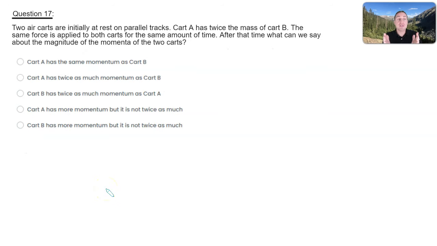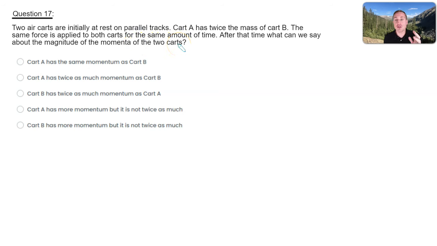So now question 17. Two air carts are initially at rest on parallel tracks. Cart A has twice the mass of cart B. The same force is applied to both carts for the same amount of time. After that time, what can we say about the magnitude of the momenta of the two carts?